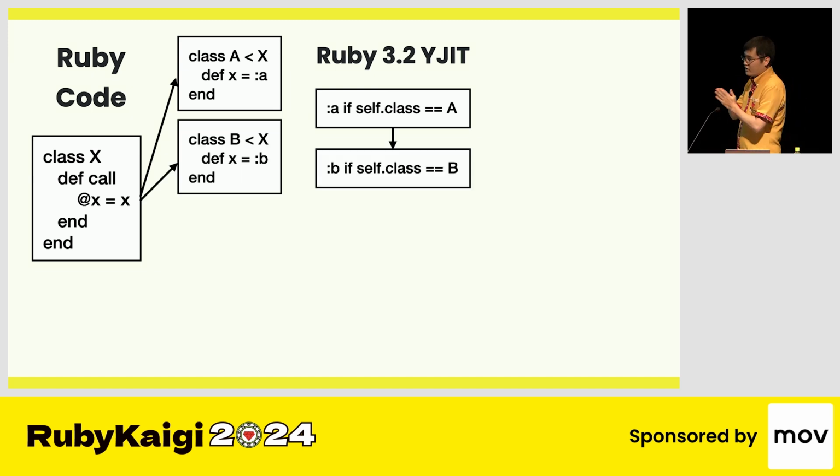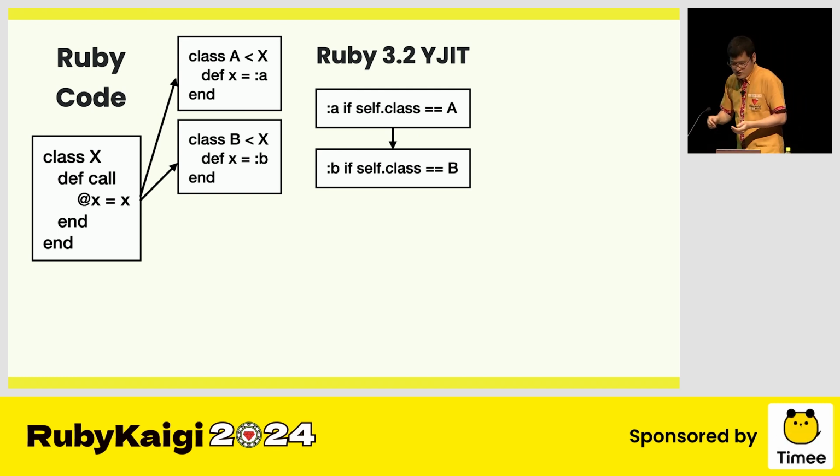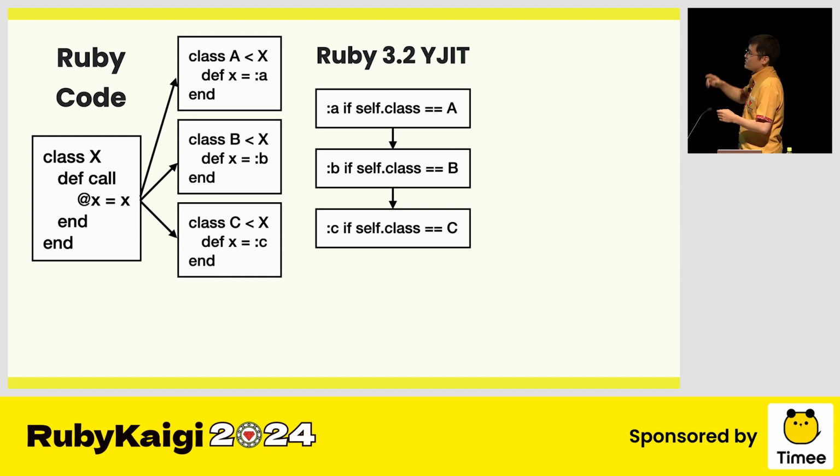But if there are more subclasses of the X, there could be more dispatch targets from the call method in the X class. So in this case, what YJIT generates as of Ruby 3.2 is that in the call method, when it calls X, we check the self class, and if self class is A, then just return the symbol A for A's explanation, and then we follow the same pattern and just add the branches to this X method call.